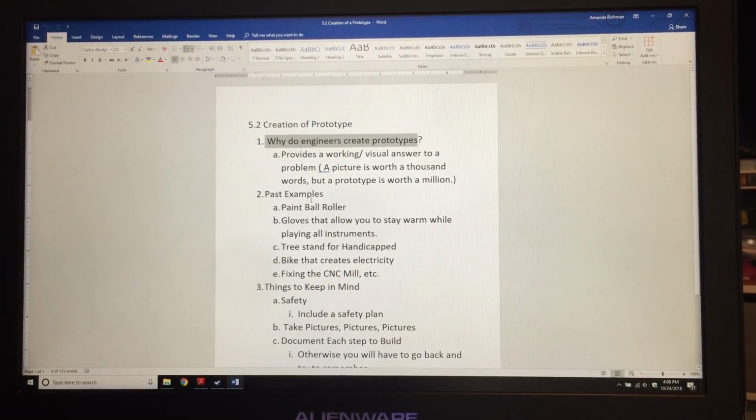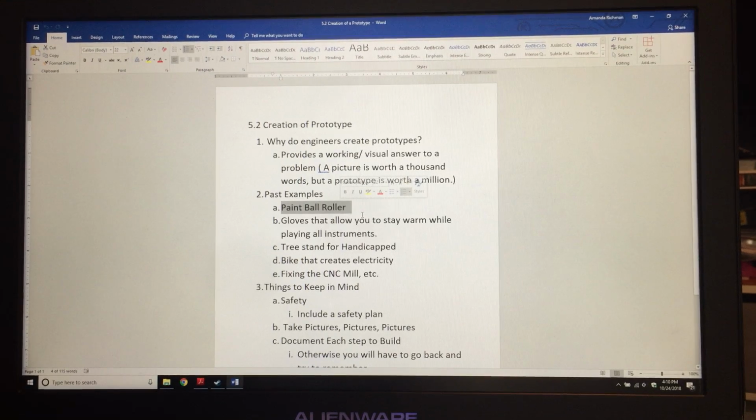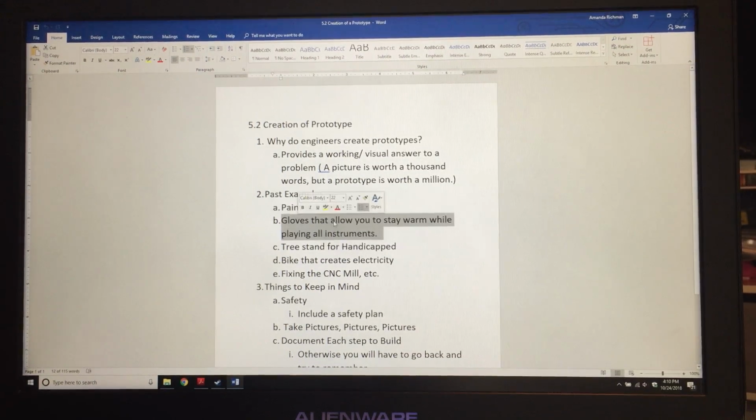Some examples that have been done in the past: a paintball roller. They used frisbees, a drill, a blow dryer, just odds and ends that they put together to create this thing. One was gloves that allow you to keep your hands warm while playing instruments for marching bands. Wood instruments like clarinets and flutes are very difficult to play with gloves on, so they had to determine a different type of material that would allow them to play but still keep their hands warm.